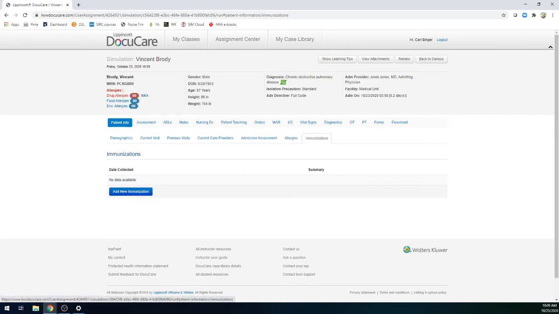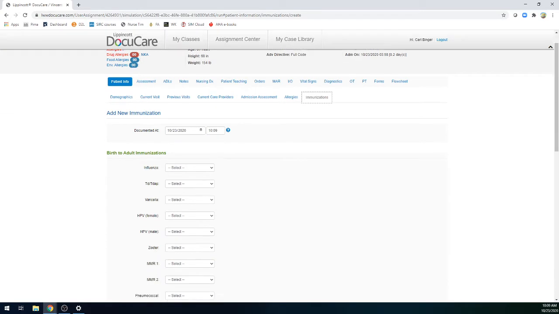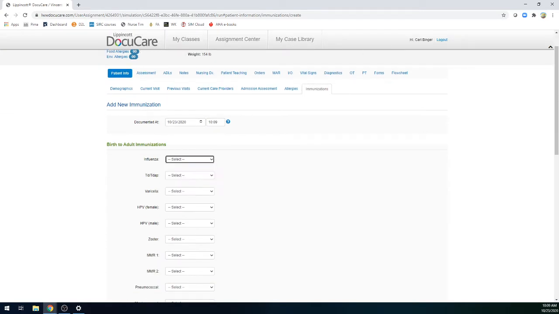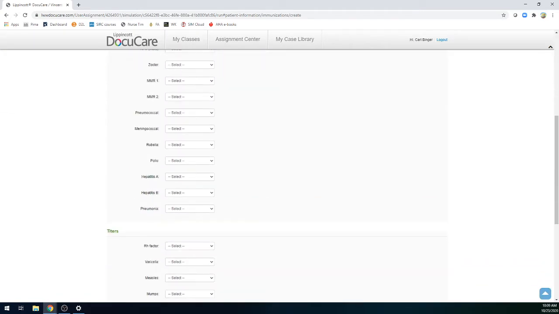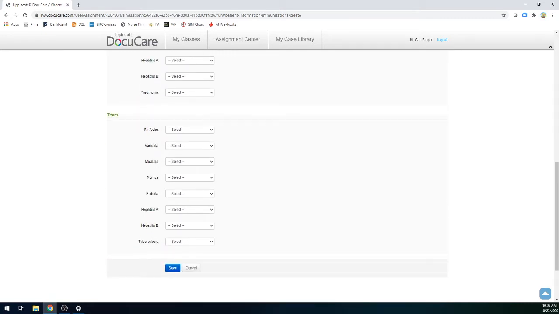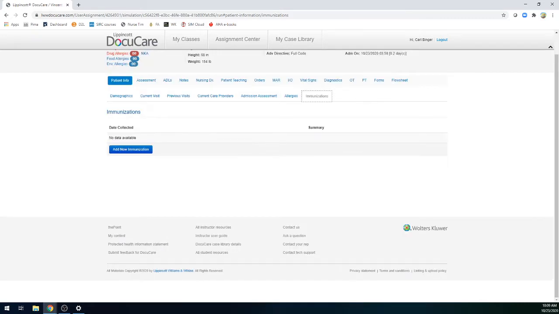Now to immunizations. Okay. We didn't ask about any because we didn't have time for this, because it was deferred. So can we go through and hit any of these? We don't know because we didn't have time to do it because of his condition. I understand that. Okay? Now, we're done with the patient info tab. Let's move to the assessment tab.